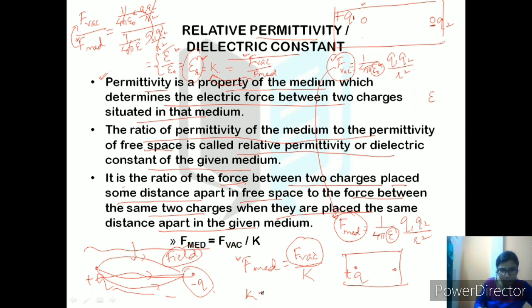If for water K is 80, then force in water will be force in vacuum by 80. So it will decrease by 80 times. 1 by 80 times the force between the same charges when placed in vacuum. So here we define this relative permittivity to write the force in terms of the force acting in vacuum. I hope it is clear. So depending on this, let's see two questions and then we will end our class.